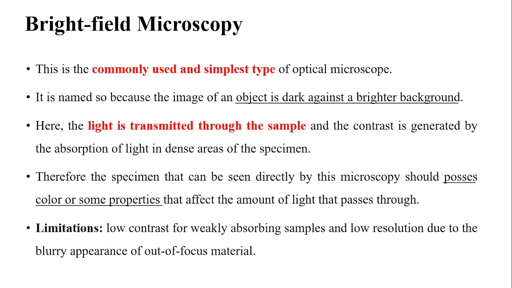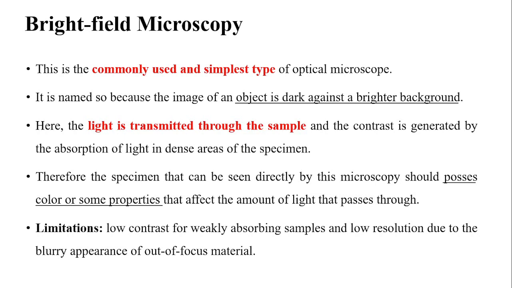Bright field microscopy is the simplest type of optical microscope. The term bright in bright field microscopy is given because the object appears dark in this kind of microscopy and the background is bright. Here the light is transmitted through the sample and the contrast is generated by the absorption of light, because of which the specimen is visualized.